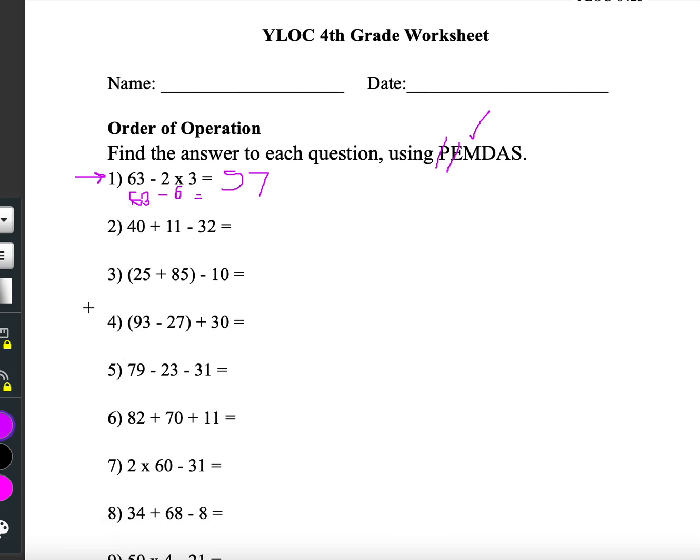Let's look at number 4. So first we're going to check. Does it have parentheses? Well, yes, it does. So the first thing we're going to do is solve the parentheses. So that's 93 minus 27. So we have 13 and we have 8. So 13 minus 7 is 6, and 8 minus 2 is also 6.